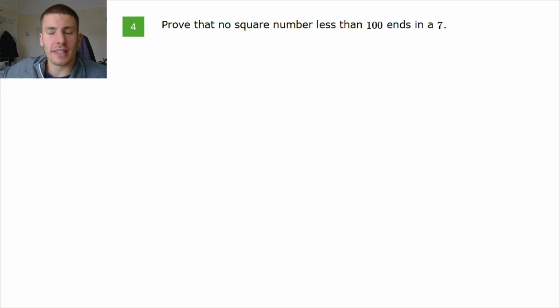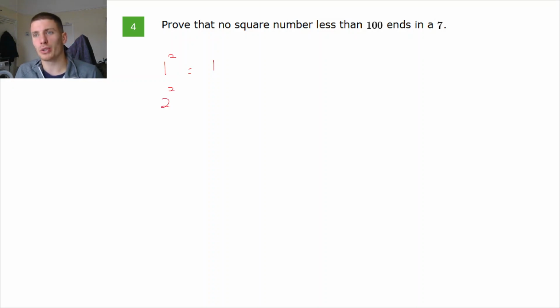Question number 4 says, prove that no square number less than 100 ends in a 7. So let's just go through our square numbers and let's see if they end in a 7. They don't, but we've got to go and show that, so let's go and do that. So our first one is going to be 1 squared. Well, that's equal to 1. Doesn't end in a 7, so good. Let's go through 2 squared.